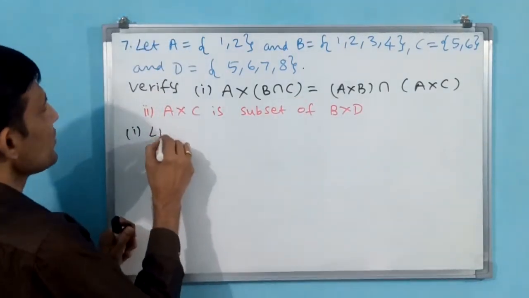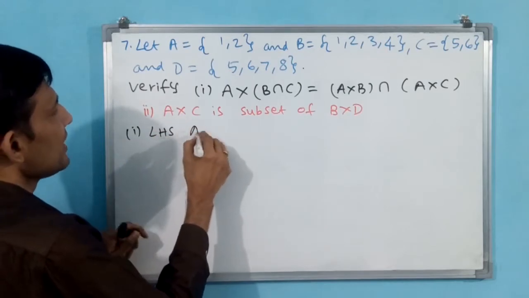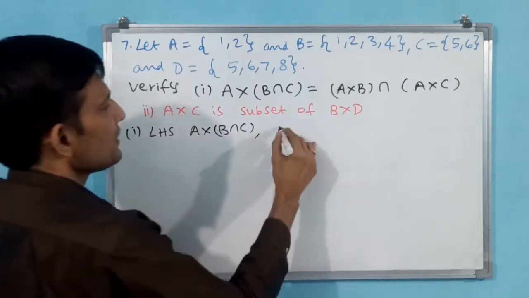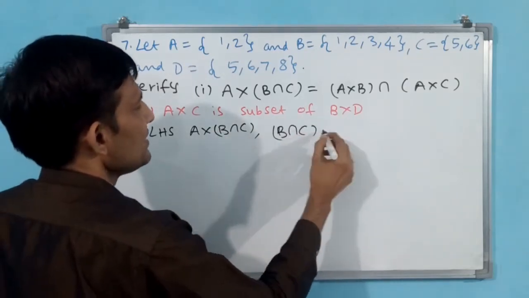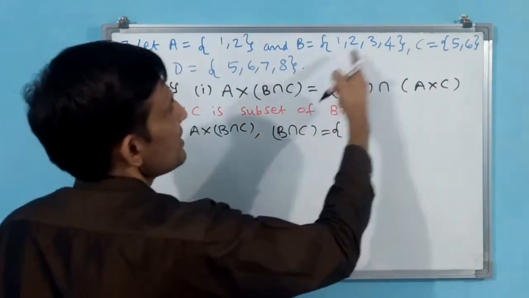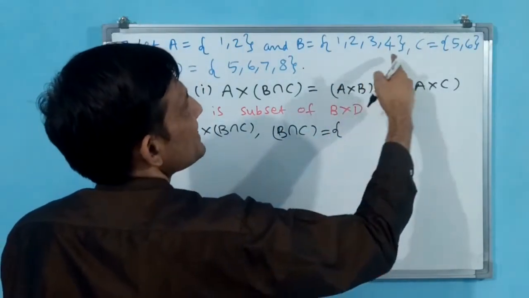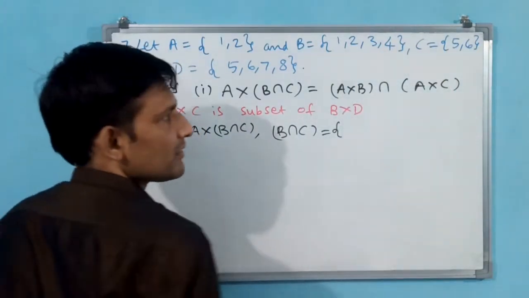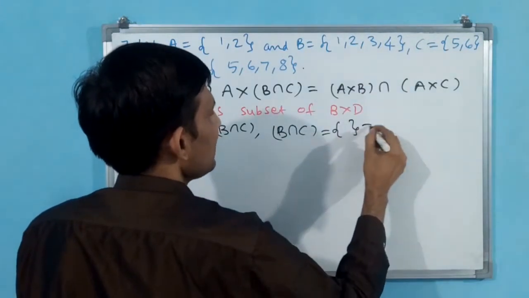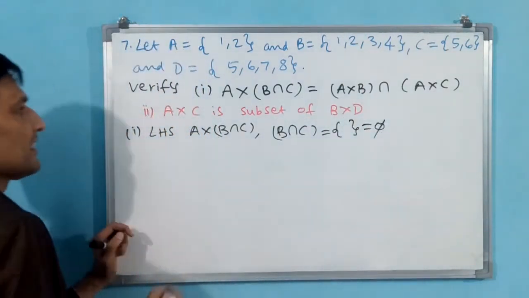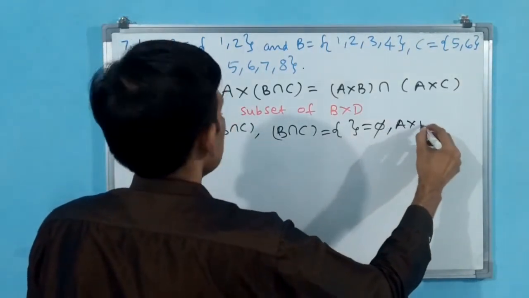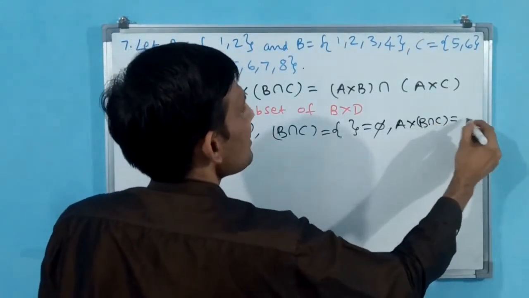Okay, now you take LHS. LHS is A cross (B intersection C). First, B intersection C. B and C both should match. But is there anything common? Comparing with the smaller set, 5 is there, not there. 6 is there, not there. Then it is the empty set. That's all.